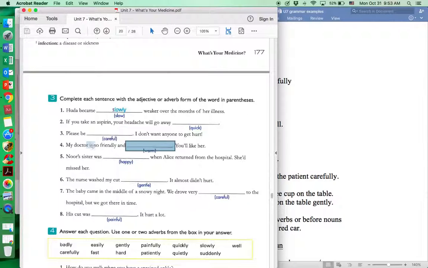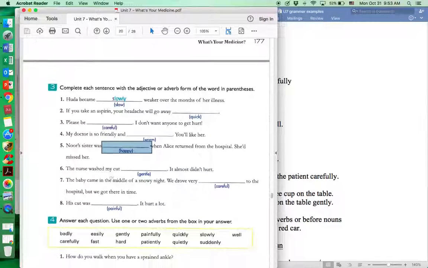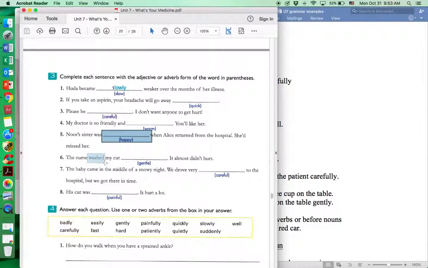Right? And plus our only verb here is "is". Noor's sister was happy. Right? So when we come after a be verb, we must be using an adjective. The nurse washed my cut. Here's our active verb, right? So we're probably going to use "gently", right? She washed my cut gently. She gently washed my cut.